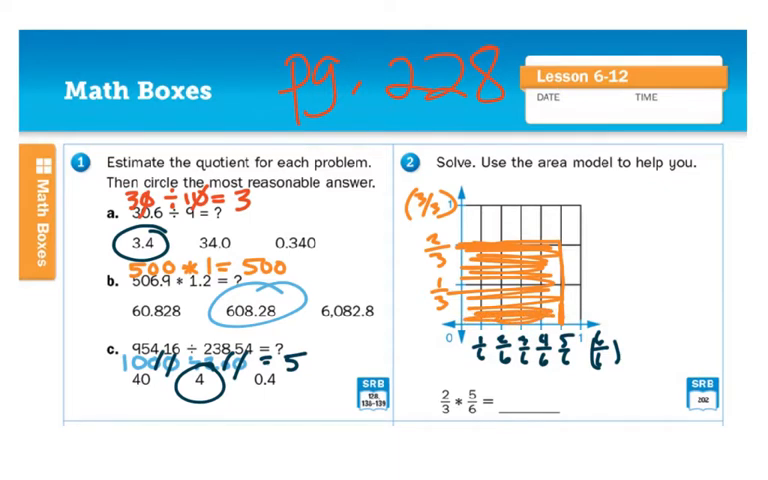How many squares is that? 1, 2, 3, 4, 5, 6, 7, 8, 9, 10. 2 times 5 is 10. And how many squares in all? 3 times 6 is 18.